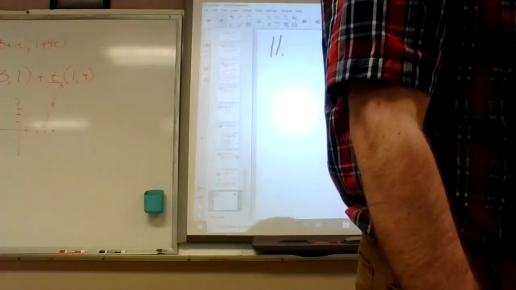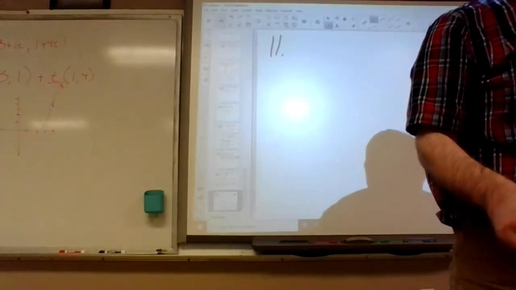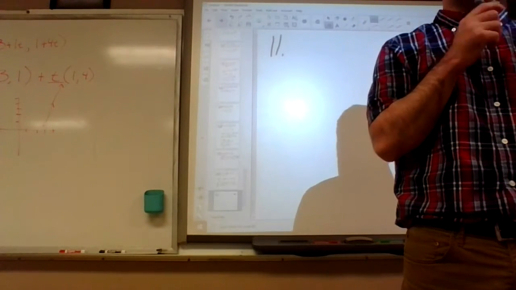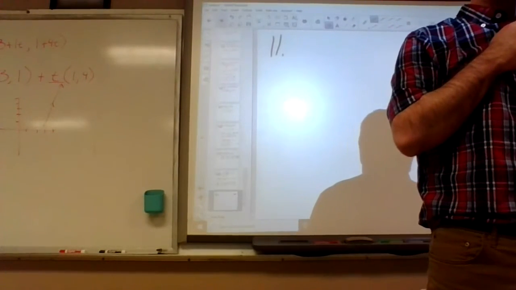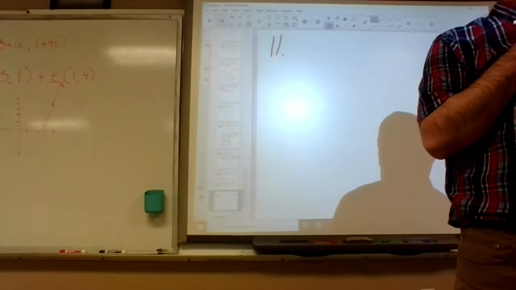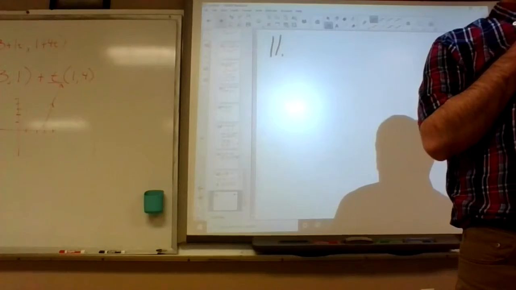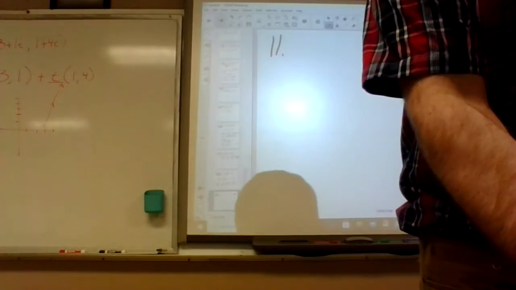Number 11. Okay, 11 is really short and sweet. I mentioned this word at the beginning. It says state the conjugate of the expression. Does anybody think they know what the conjugate for number 11 is?